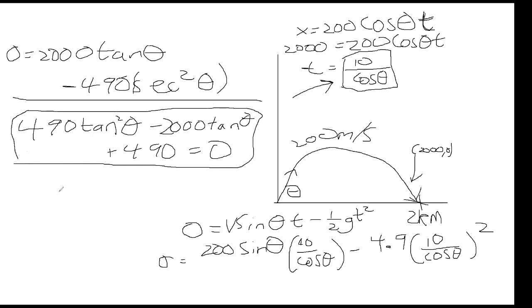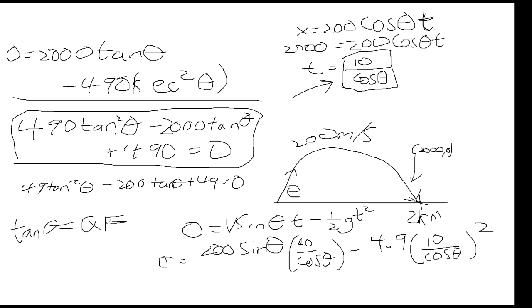So we can divide by 10. So 49 tan squared theta minus 200 tan theta plus 49 equals 0. I don't really see a good number that's going to make it work. You can use the quadratic formula. So tan theta equals, yeah, you use the quadratic formula.